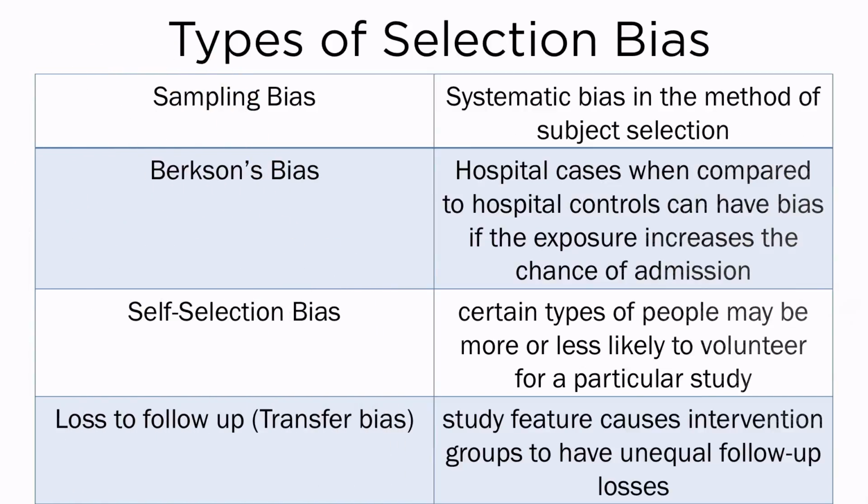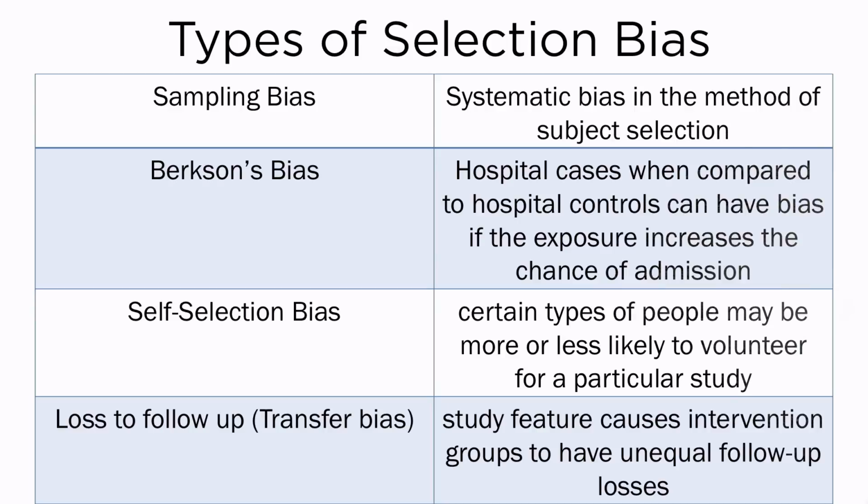So let's talk about different types of selection bias. This often becomes a source of confusion for students because selection bias is not just one thing. There are many different subtypes of selection bias. The first and foremost, and what we typically think of as selection bias, is called sampling bias. This is a systematic bias in the method of subject selection. That is to say that you are selecting your subjects in a biased way.